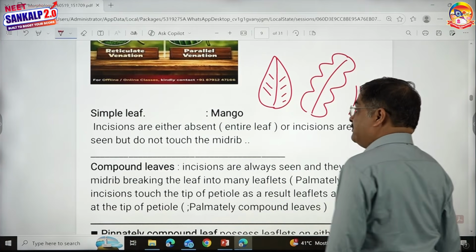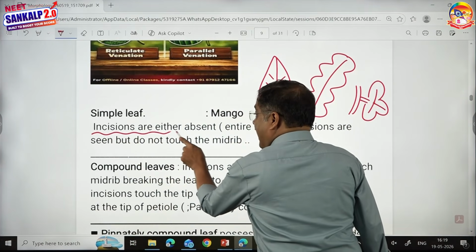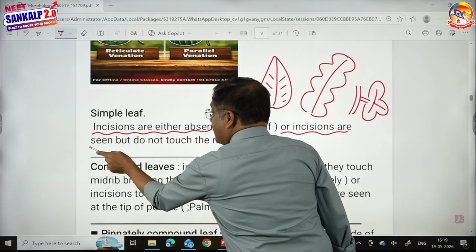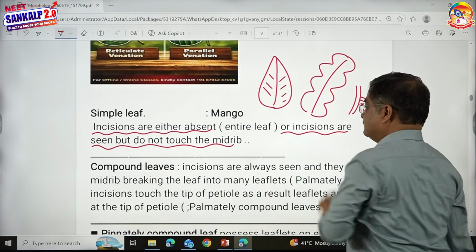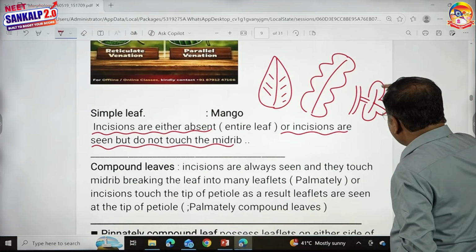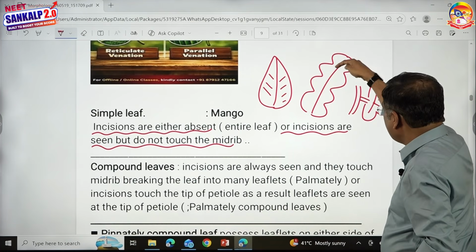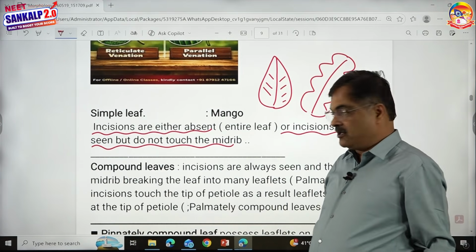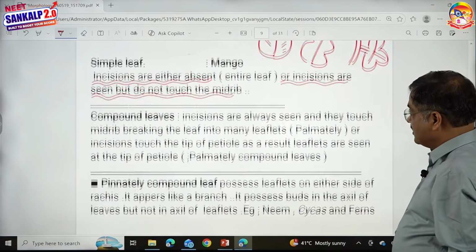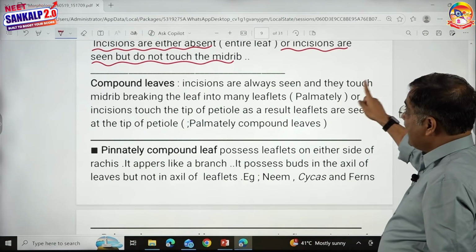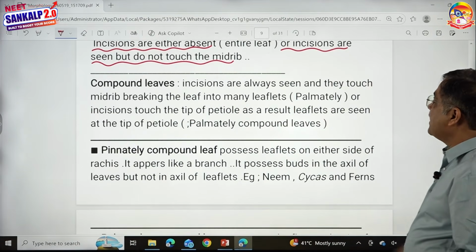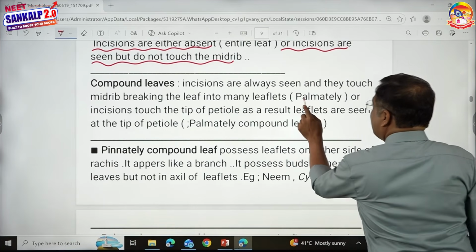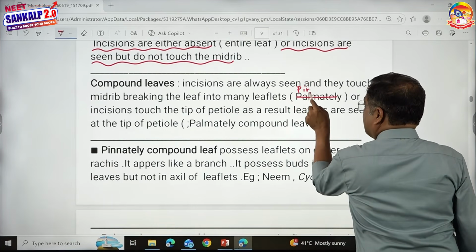Therefore, I said simple leaves, incisions are either absent or incisions are seen but they do not touch the midrib, or they do not touch the tip of the petiole. Such type of leaves are called simple leaves. Then what are compound leaves? Listen, incisions are always seen and they touch midrib, breaking the leaf into many leaflets. Then, did I make a mistake? Yes, it should be pinnately. All right, this is a pinnately.